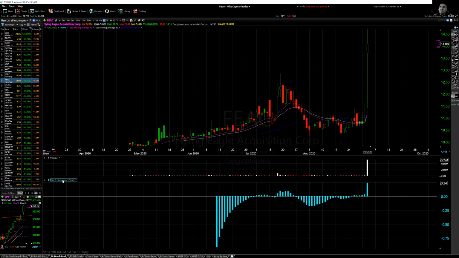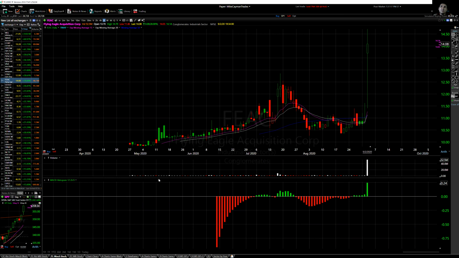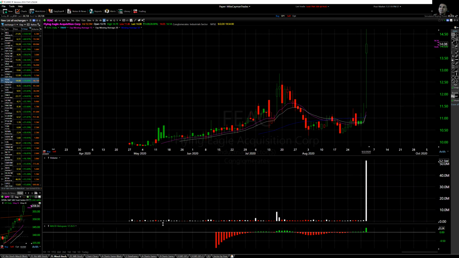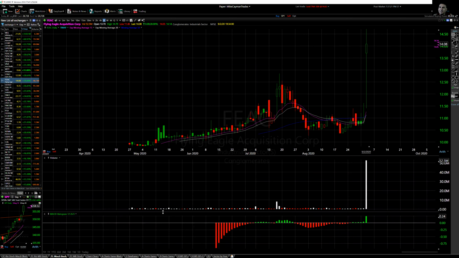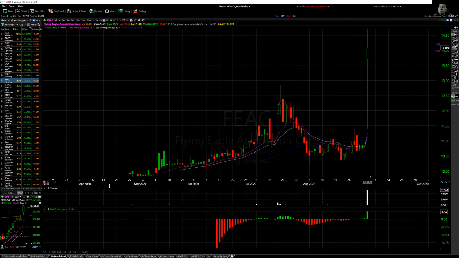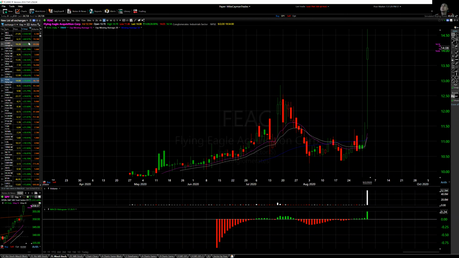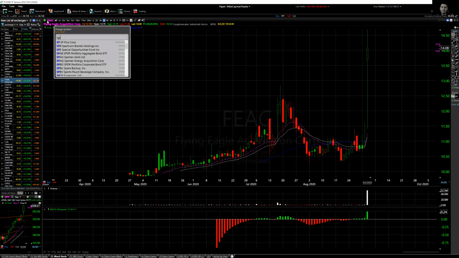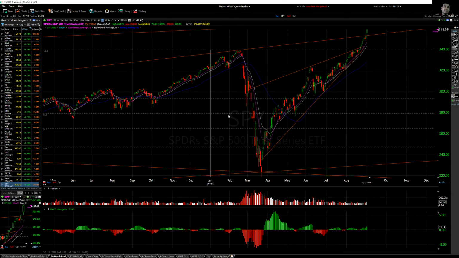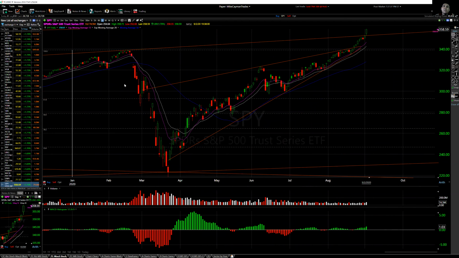See, this is TC2000. You can change it. Up will be green, down red. And then we can change this all the way down here. All right, so let's take a look. Say the SPY. So you can see the SPY right here. This is the MACD histogram.